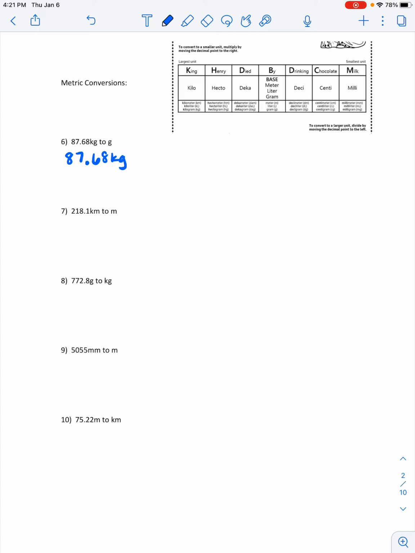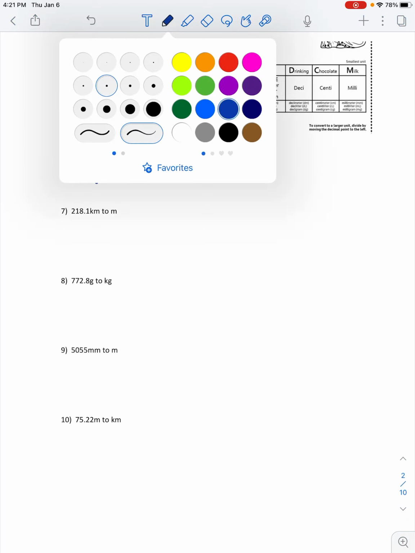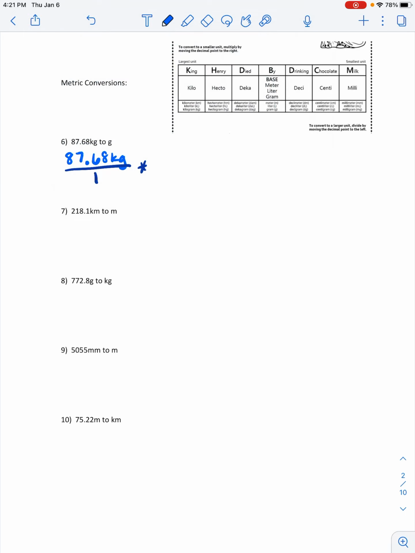So I am going to say 87.68. I'm going to turn that into a fraction by putting it over the number 1, and then I am going to multiply that by a second fraction that I'm now going to write. Kilograms is currently in the numerator, so I am going to put it in the denominator so that it will cancel out. I'm going to go from kilograms to grams. The bigger one gets the 1.